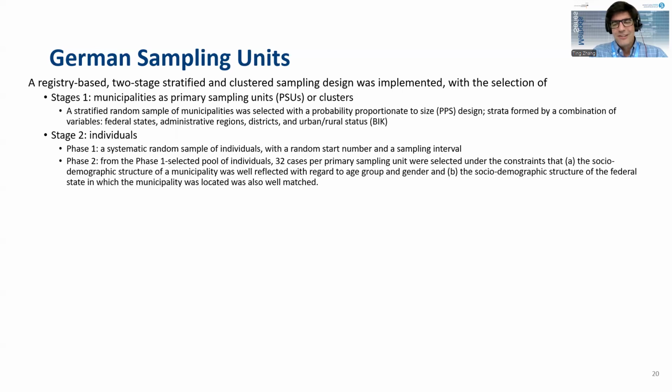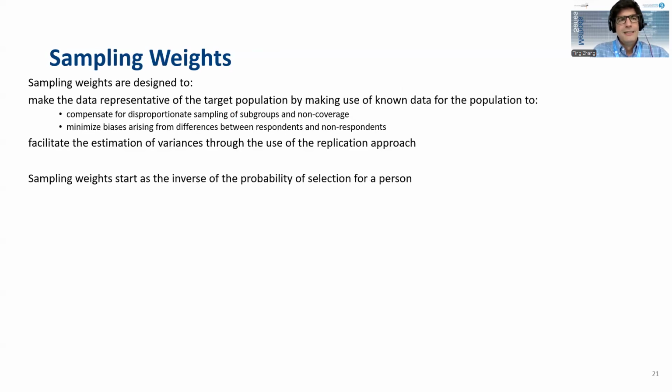sometimes a particular unit will be a certainty, which means that it's guaranteed to be in the sample, and that would be a primary sampling unit or area. Second stage, they sampled individuals. So this is a systematic random sample of individuals, and then some neat tricks were used to make sure that they had balance within the country that you can read about on the slide.